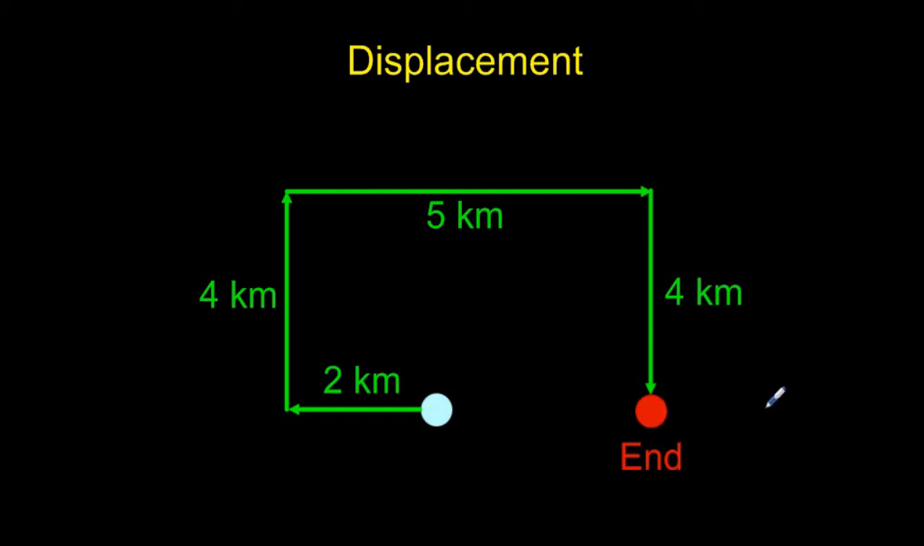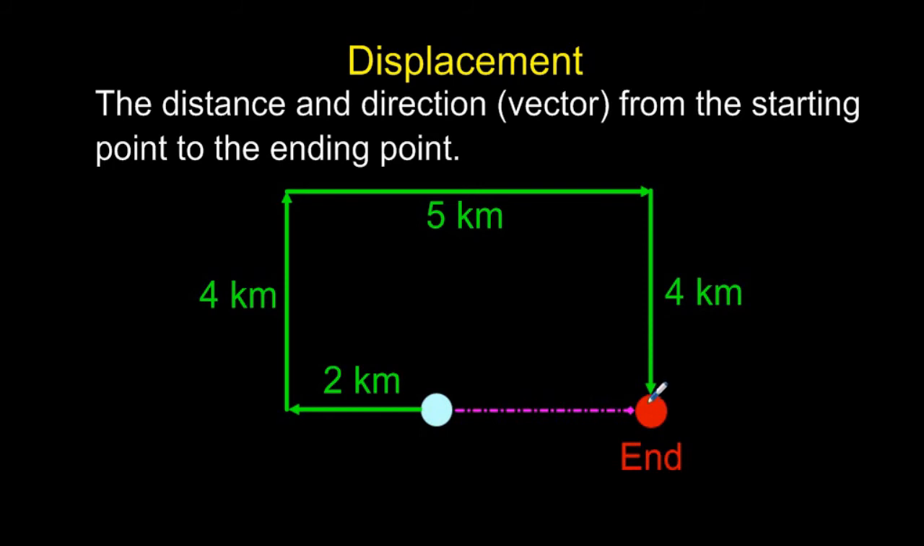Now, the question is, what is displacement? Well, displacement is this measurement right here. Notice that the arrow is on this end, and it goes from the starting point to where we finally end up, or where we stop moving, wherever we're measuring, okay? So displacement could be defined as the distance and direction, which is a vector, from the starting point to the ending point. You've always got to go from the starting point to the finish point or the ending point.